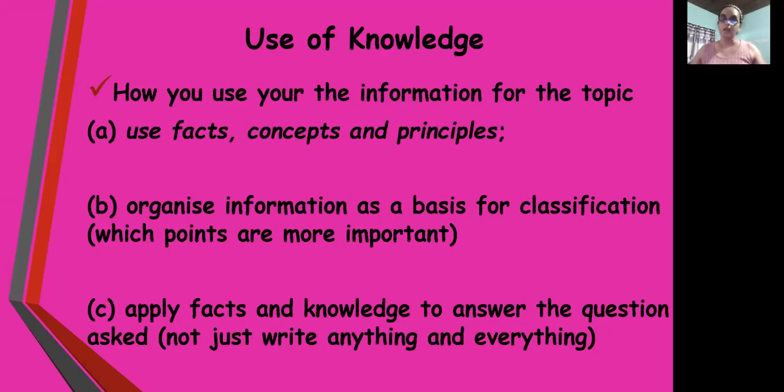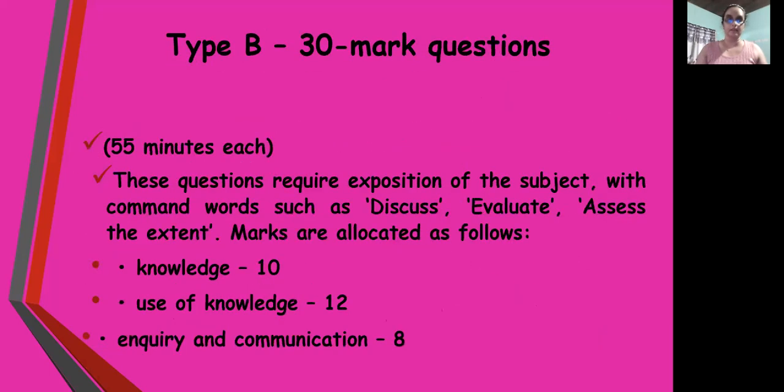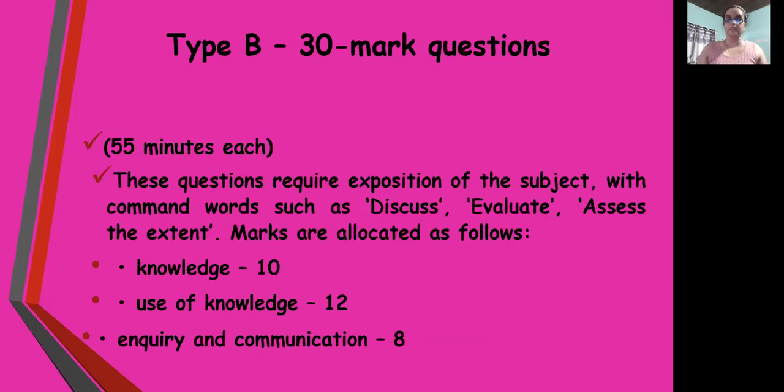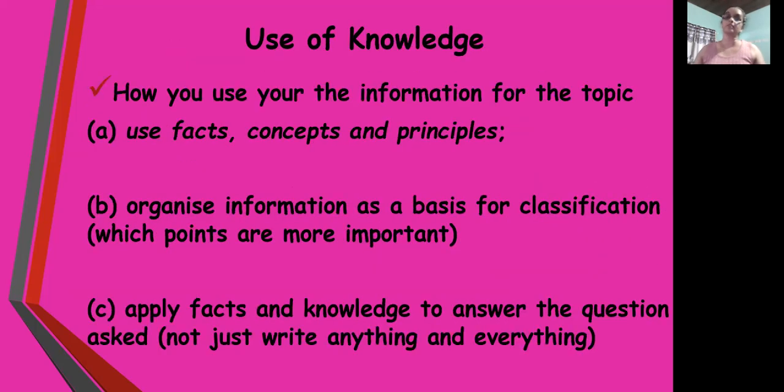You would have noticed when I looked at the allocation of marks for both of them, that use of knowledge has the highest allocation of marks. For the 20-mark questions, it's 8 marks, and for the type B question, it's 12 marks. So use of knowledge is one of the most important things in your essay. What does it mean? It means how do you use the information for the topic to answer the specific question that was asked? How do you use what you know about sports to answer a question on sports?